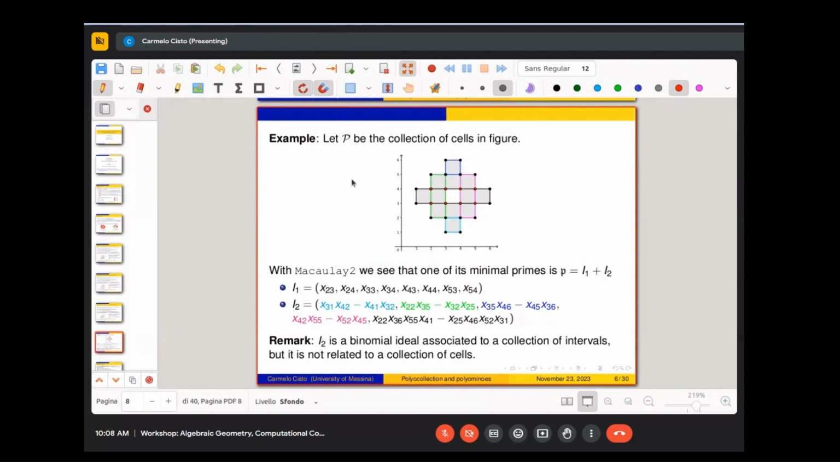In this talk, in our work, we focus in particular on the problem of primary decomposition. So, to introduce this problem, I want to explain this example. This is an example of a collection of cells, and we computed with Macaulay2 an example of its minimal primes. In this case, we can consider this minimal prime, that is the sum of these two ideals. Two parts: the first is a monomial part generated by variables. The second part is a set of binomials.